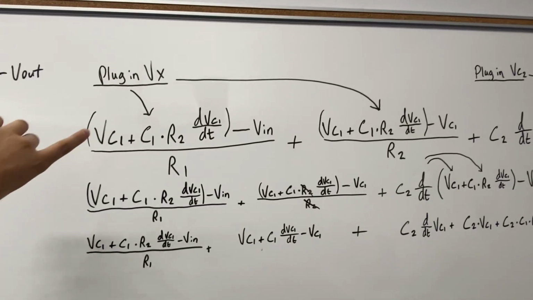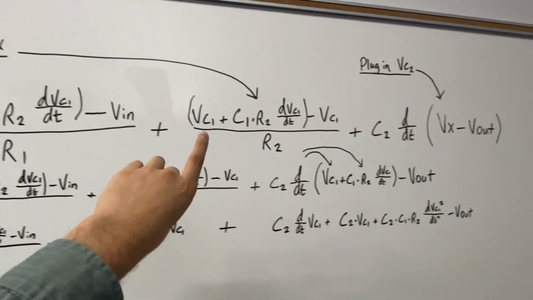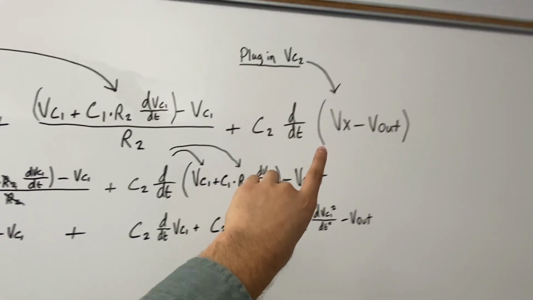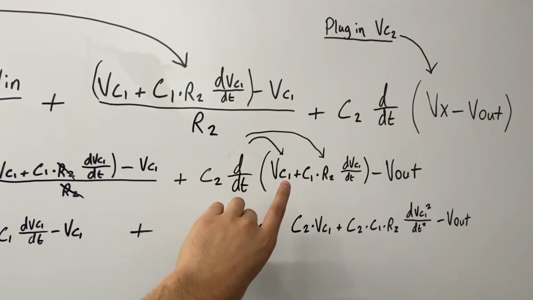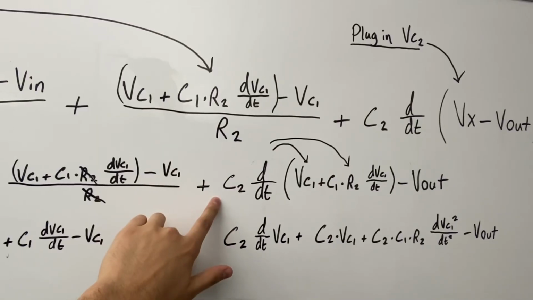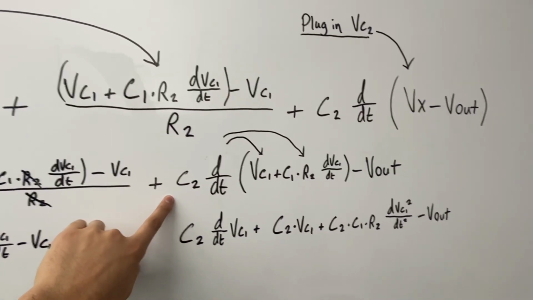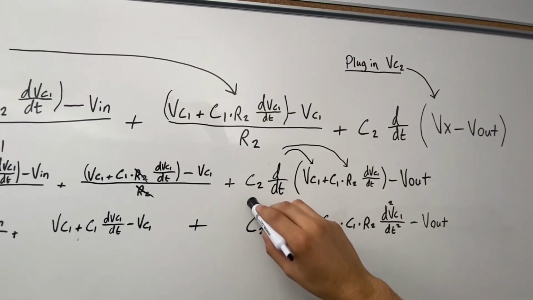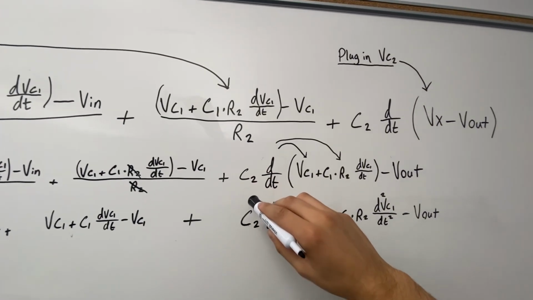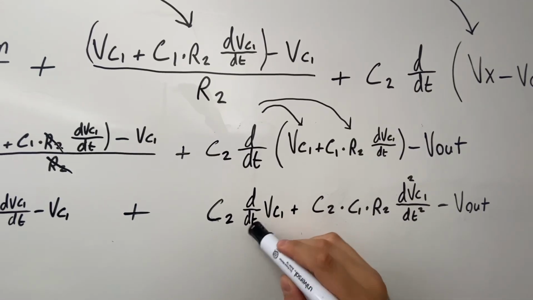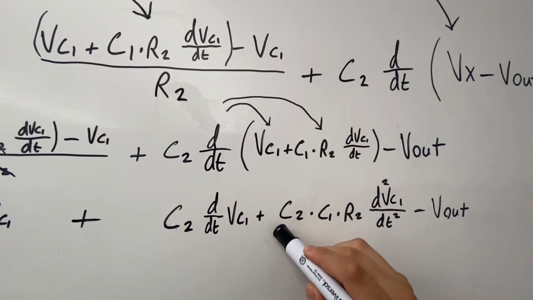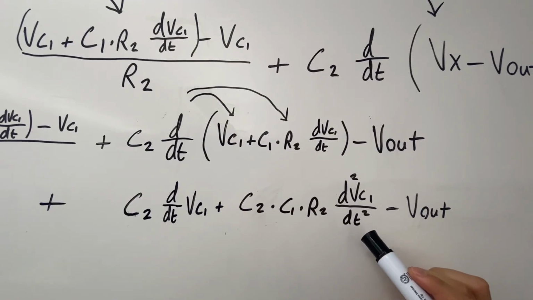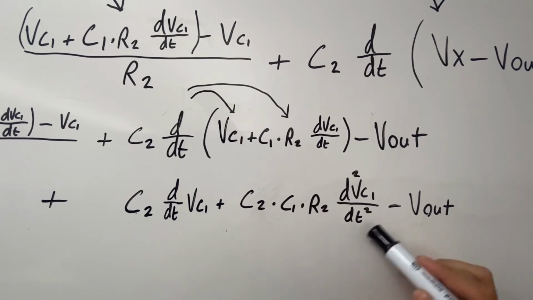As you can see, plug in Vx here, plug in Vx here, plug in Vc2 here, which then we need to plug in the Vx. So we go and plug in the Vx here. We distribute C2 dt. Apologies, there's a bit of an error. And distribute the C2 term. So we're going to get C2 dVc1/dt plus C2 times C1 times R2. And here is our double differential. That's the part that we've been needing.